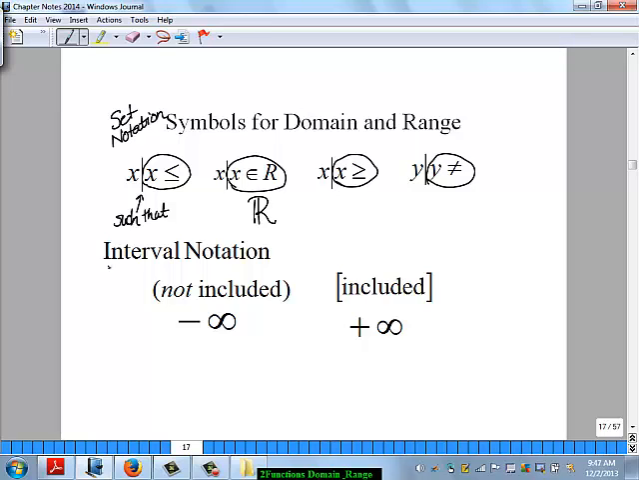Okay? Now interval notation is based on the number line. So right here's the number line. So this goes to infinity, this is negative infinity, and zero's in the middle.